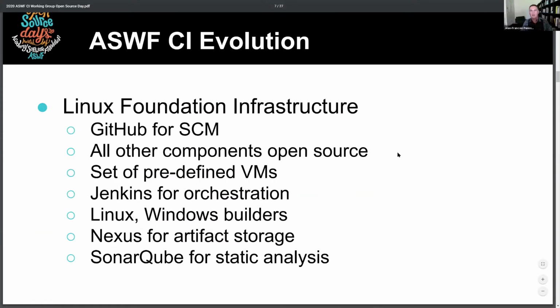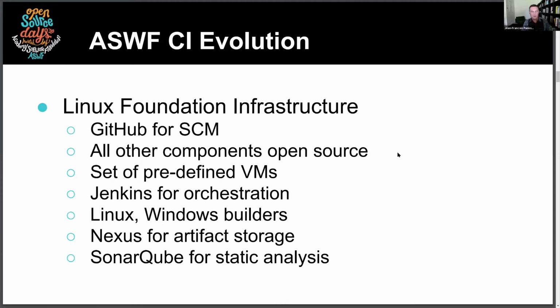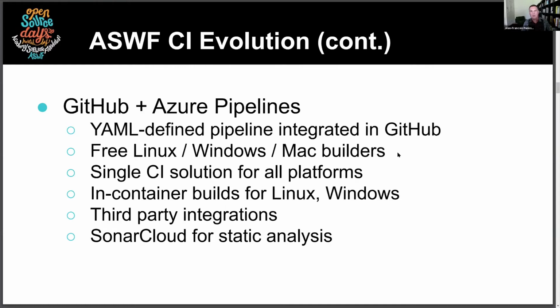Okay. So the system was still using GitHub and Git for source code management, but all other components were open source and were hosted on an OpenStack cloud provider. And then the system for managing everything was based on Jenkins, and then a set of predefined VMs would host Jenkins, Linux and Windows builders, Nexus for artifact storage, and then SonarCloud for static analysis.